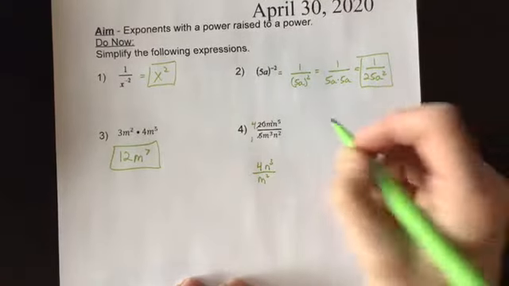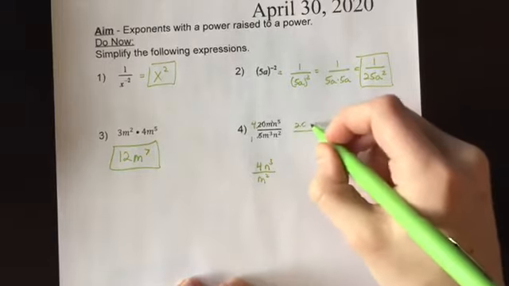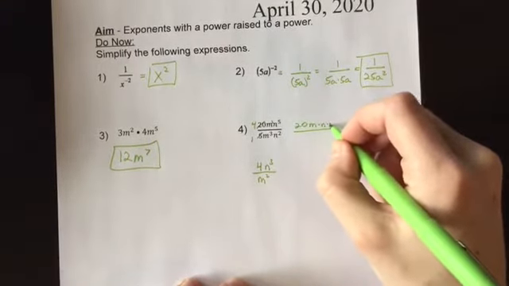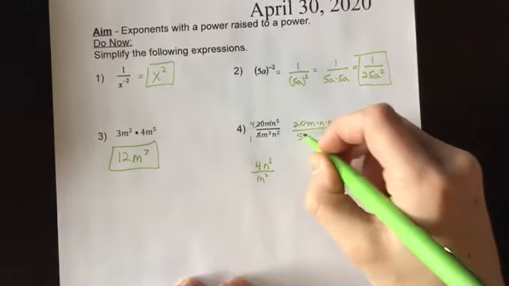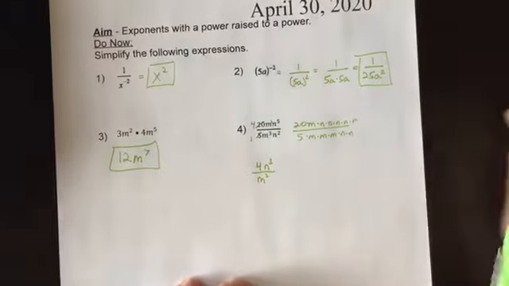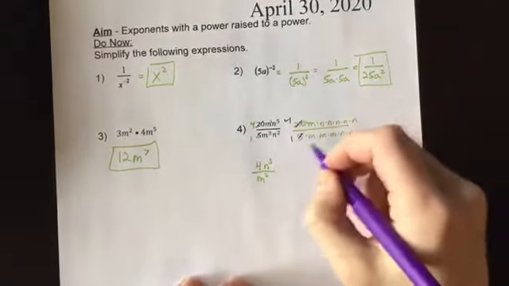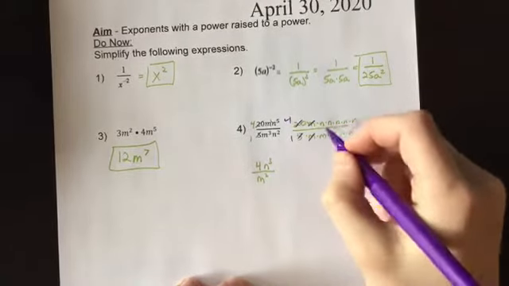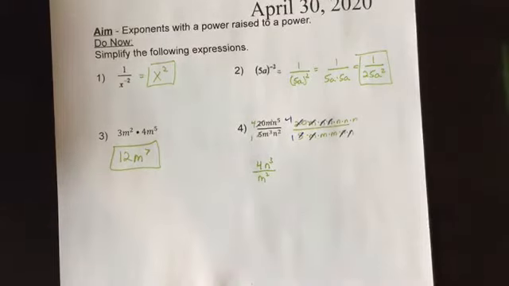Remember, when in doubt, expand it out. So we absolutely could have just expanded this all out, and then gone through and canceled everything by hand, and gotten to the same place. So it's your choice there.